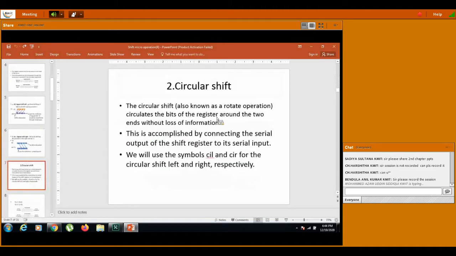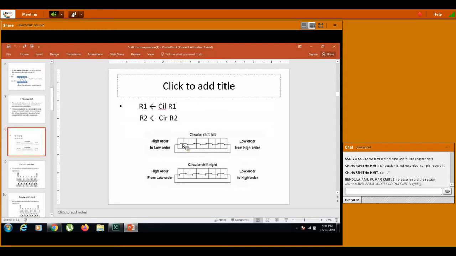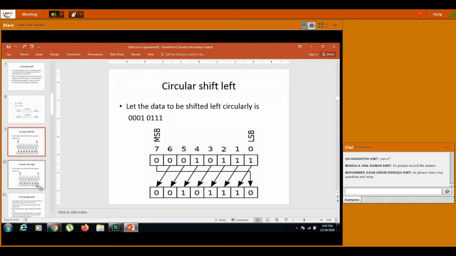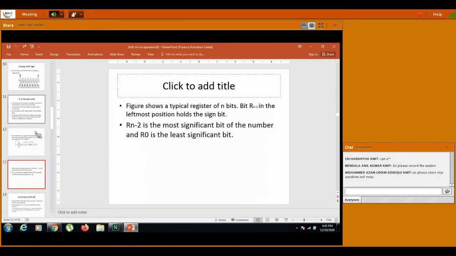In the same way, next we have the circular shift. In the circular shift, the same concept applies, but whichever bit is dropped in the left micro operation is replaced in the least significant bit. In circular shift right, the bit dropped at the least significant bit becomes the most significant bit. We have discussed that anyway till now. Next we have the arithmetic shift.